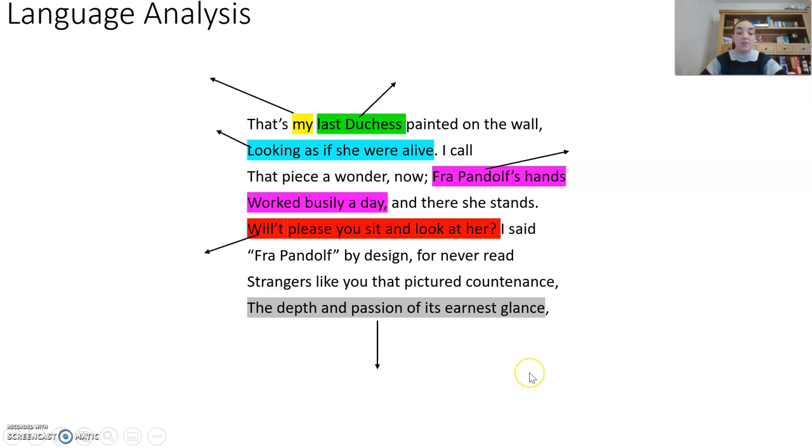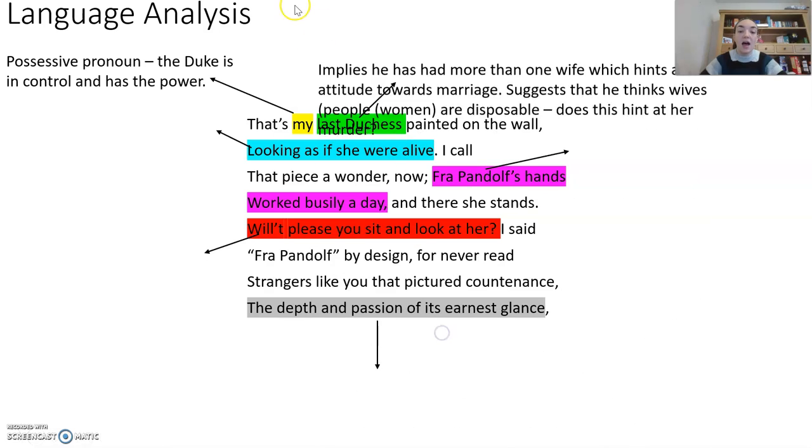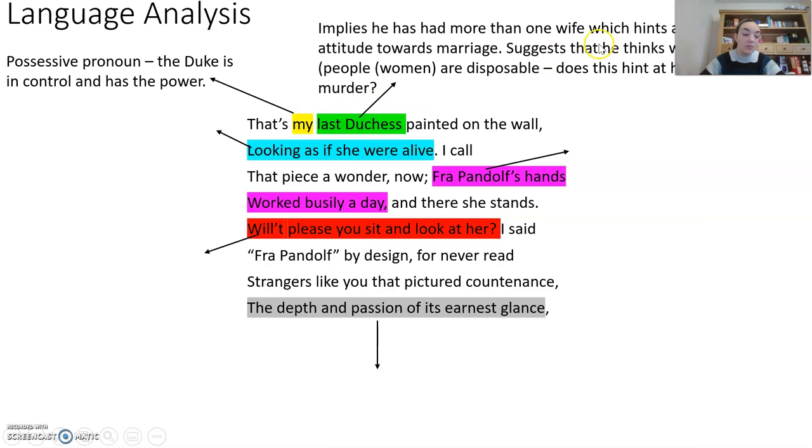So let's go then. "That's my last Duchess painted on the wall." So the pronoun "my" is possessive, so it's suggesting that the Duke is in control and has power. And "last Duchess" is quite important because it implies he's had more than one wife, and it kind of hints at his attitude towards marriage, suggesting that wives, people, or women are disposable. So it could hint at her murder.